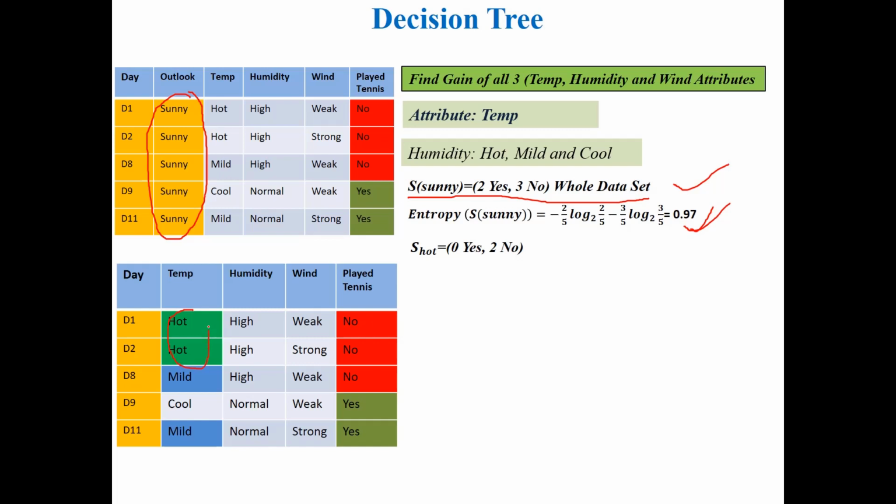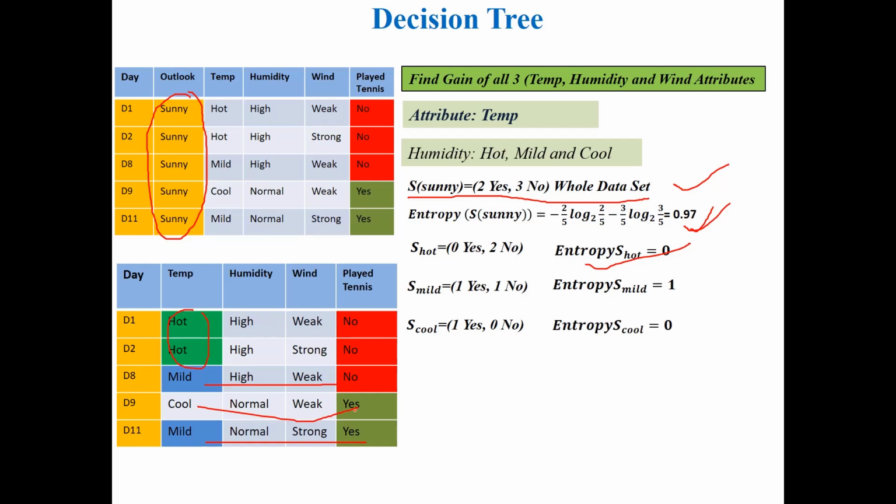There are two examples of hot, and out of these two, all two are negative examples, and zero positive examples are there. So entropy will be 0. If any one of these is 0, then entropy comes out to be 0. Then for S mild, only one no and one yes is there, so entropy will be 1. And for cool, only one example is there, so again entropy will be 0. So we will find the information gain.